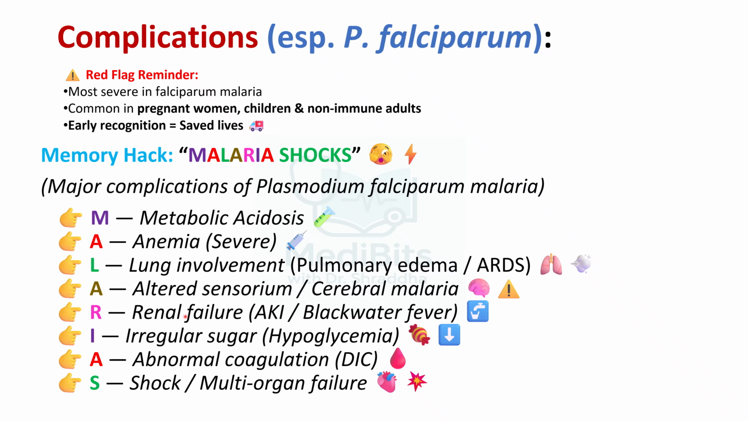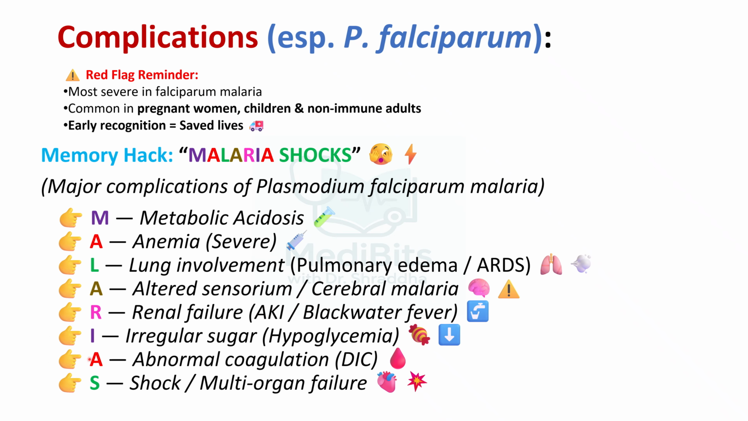Now, acute kidney injury. This is the famous blackwater fever where massive hemolysis leads to hemoglobin in urine. Urine looks dark, almost like cola, and output drops. Sometimes dialysis may be needed. I stands for irregular sugar seen in hypoglycemia. This one is sneaky. Low blood sugar can mimic worsening malaria. Patient may become confused, drowsy, or even have seizures.